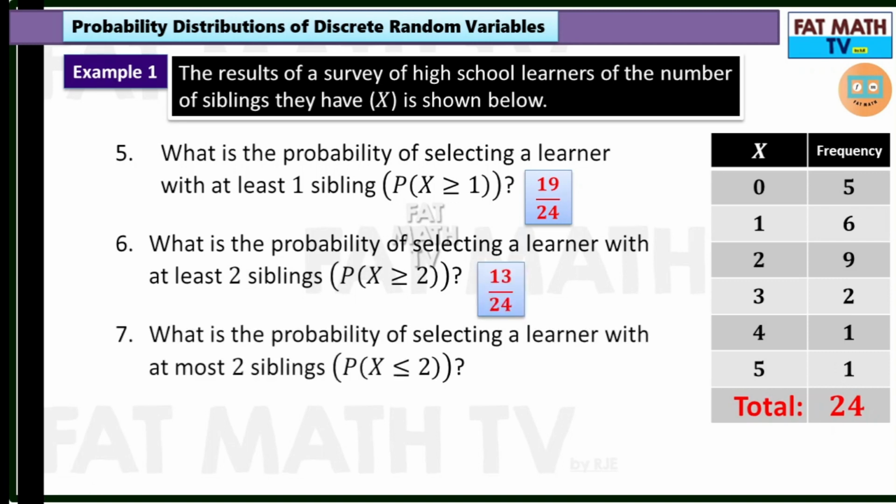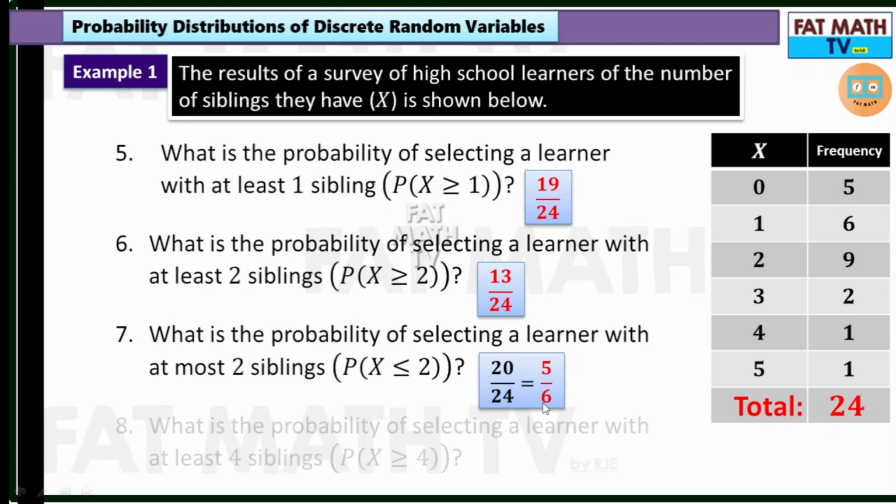What is the probability of selecting a learner with at most 2 siblings? At most 2, so x is less than or equal to 2. So it can be 0, 1, or 2. So that's 5 plus 6 plus 9, which is 20. So 20 out of 24, we can simplify that by dividing both the numerator and denominator by 4. 20 divided by 4 is 5. And 24 divided by 4 is 6.